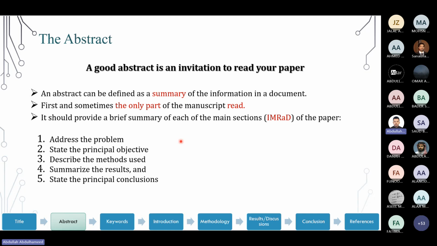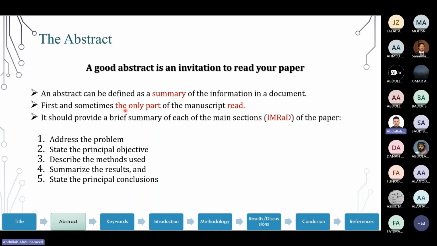In paper writing, the abstract is something that invites readers either to read your paper or not to read your paper. An abstract can be defined as a summary of the information in the document. Everything in your research article is summarized in the abstract. So make sure that this invitation looks nice and beautiful and can attract the reader to continue reading your paper.